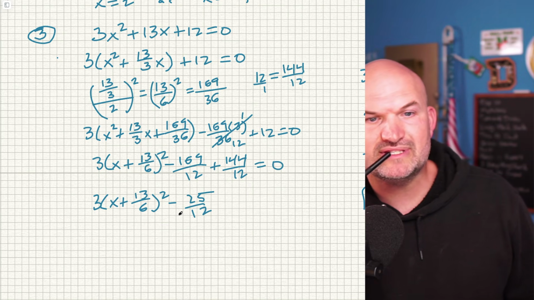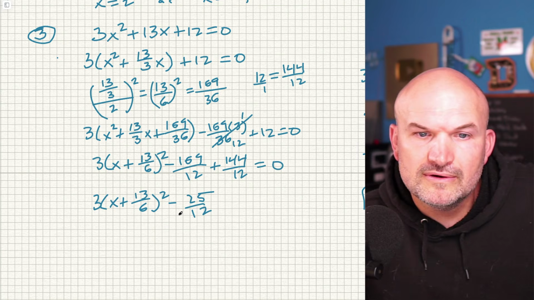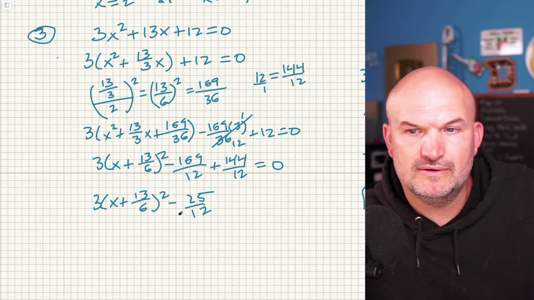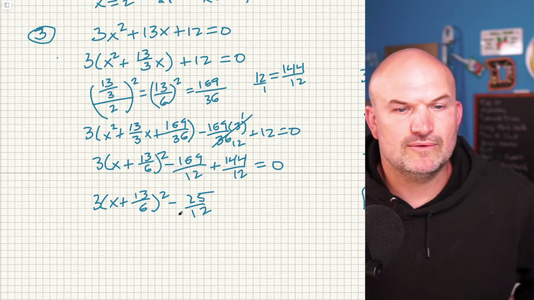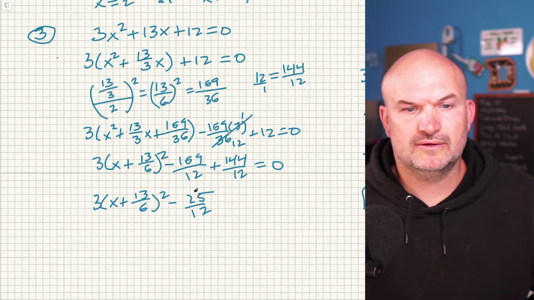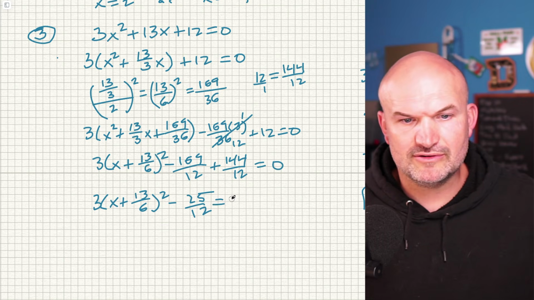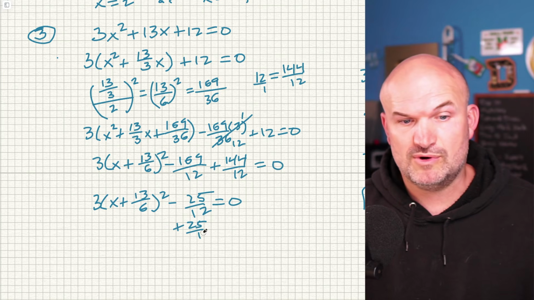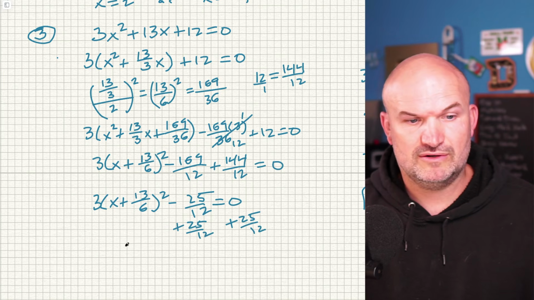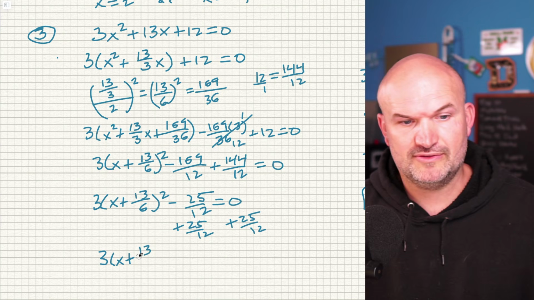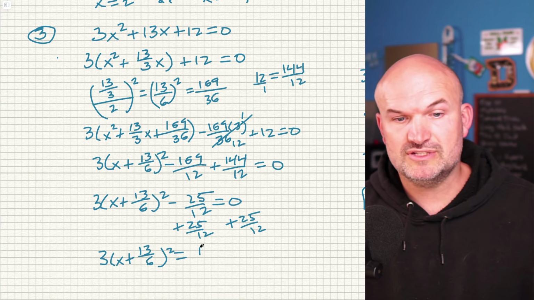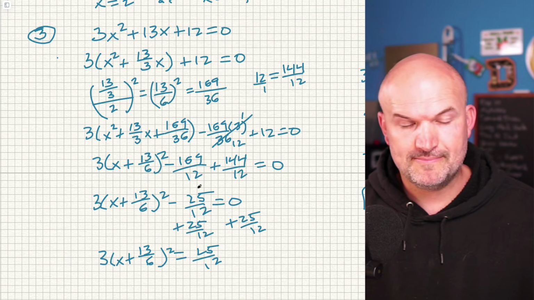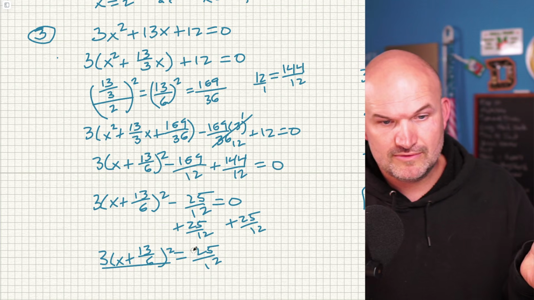Oh, wait a minute. Did I make a mistake there? I did. Because you're multiplying that by 3. Oh, wait, no. No, we're good. Yes, okay. I was right. Okay, that equals 0. Now again, just go through the same process. Add 25 over 12. Add 25 over 12. And I get 3 times x plus 13 over 6 quantity squared equals 25 over 12. Okay, so now I can divide by 3.